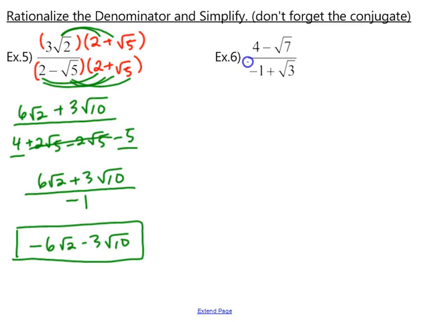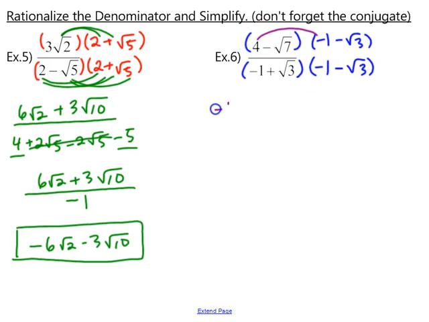Same idea. We want to take the conjugate of the bottom, which is going to be negative 1 minus root 3. So remember, we're not changing the sign of the integer, we're just changing the sign of the radical term. And then we need to also multiply the top by that conjugate. So this time we actually have to FOIL the top and the bottom. So let's go ahead and start with the top.